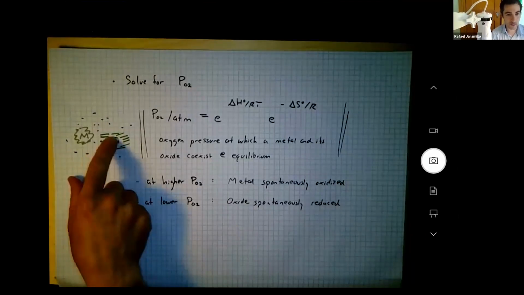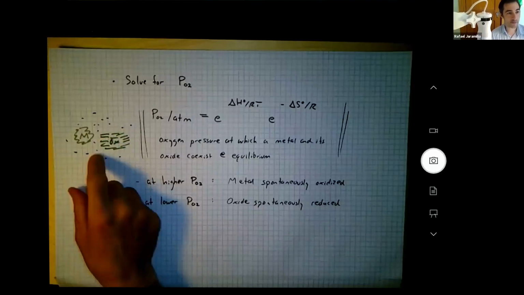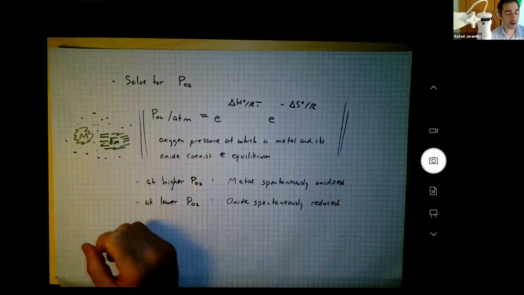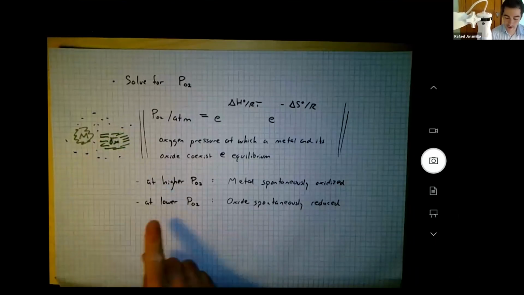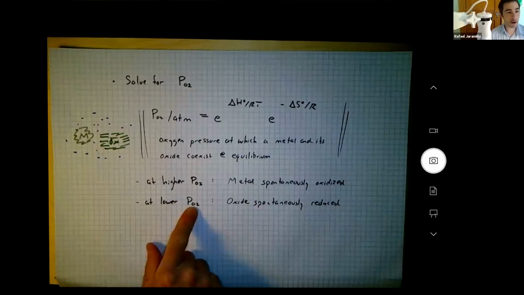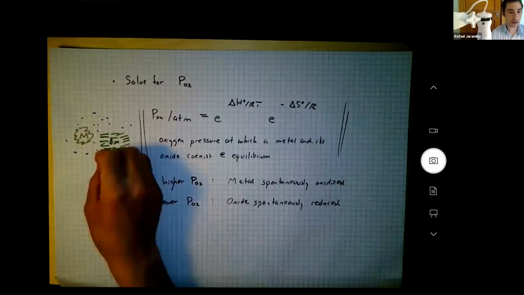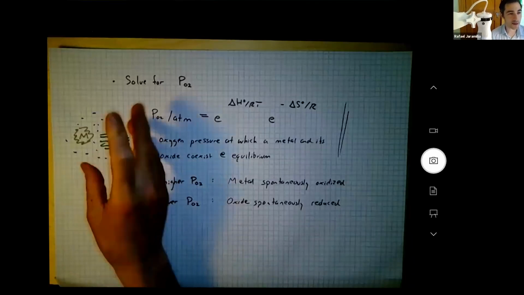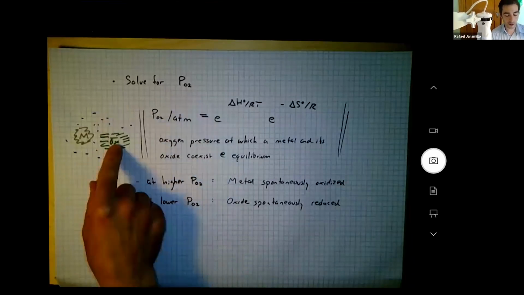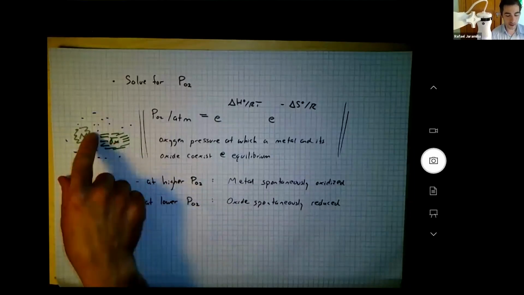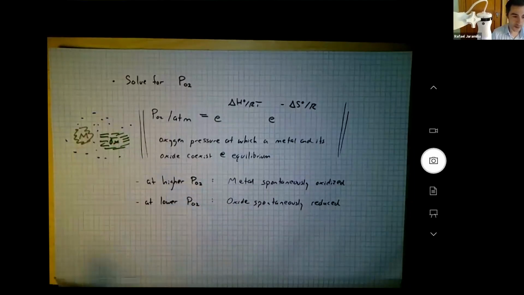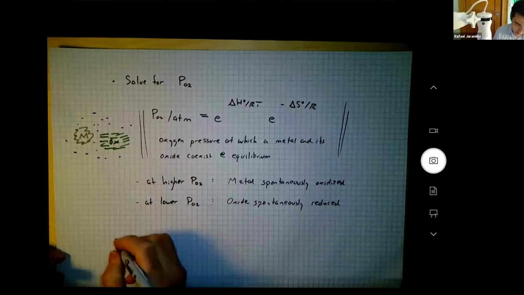So it'll take more metal, convert it into oxide, right? Pulling some of my extra oxygen out of the atmosphere. If I pull down the oxygen pressure, the system will try to counteract that by giving off more oxygen gas from the oxide, right? The oxide will decompose into more oxygen gas and more metal. That's right. Okay, so that's what happens.